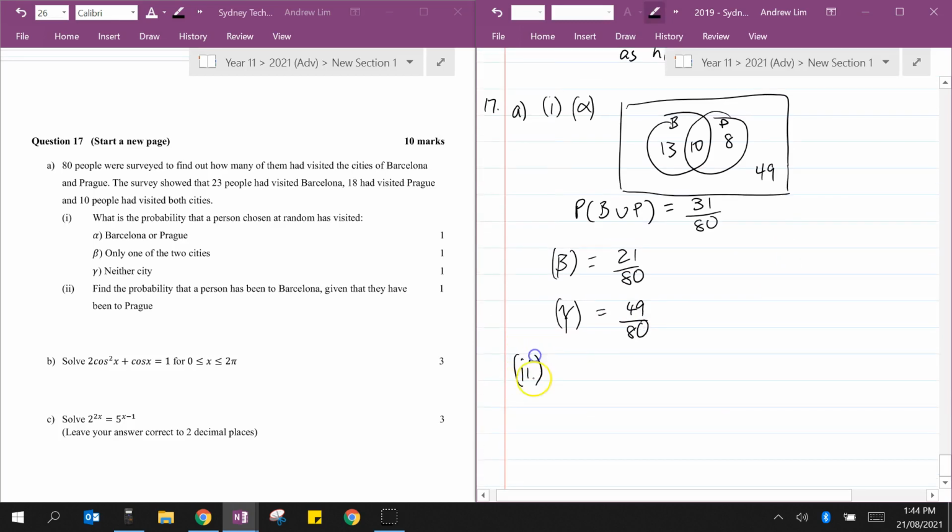Alright, part 2. Find the probability that a person has been to Barcelona, given that they have been to Prague. So that means it's out of all the people who have been to Prague. 18 people have been to Prague, and out of those 18, only 10 have been to Barcelona. I'll just simplify that.